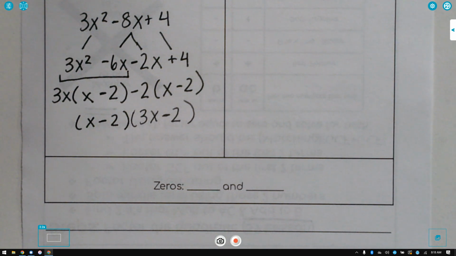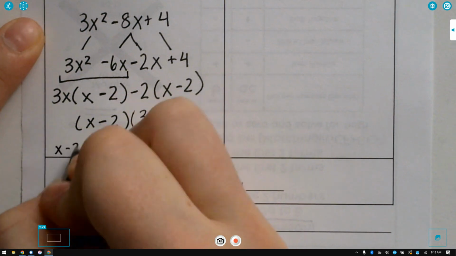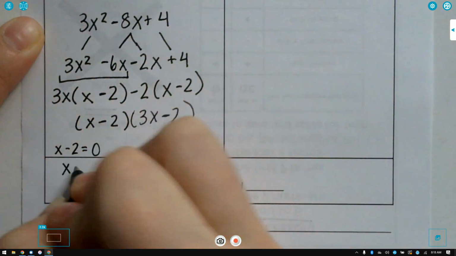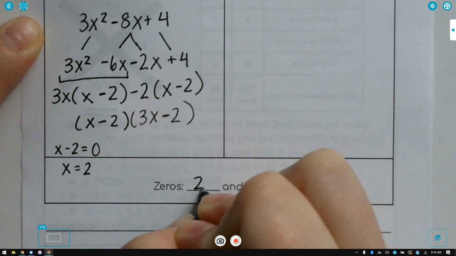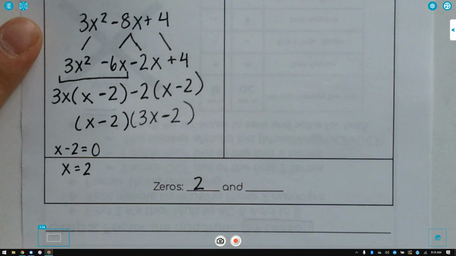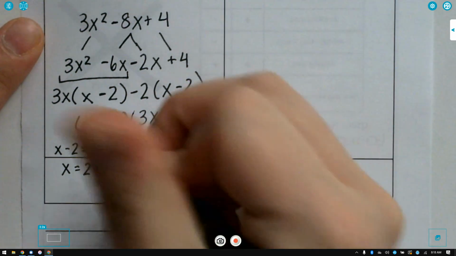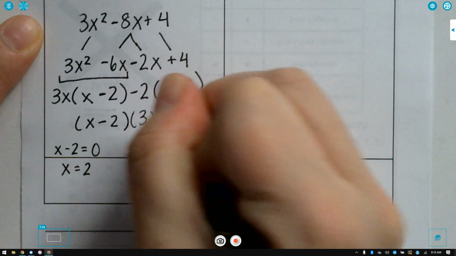Okay. Any questions thus far? Okay, we would set each of these equal to 0. X minus 2 equals 0 when x equals positive 2. So that's one of my zeros. And 3x minus 2 equals 0.